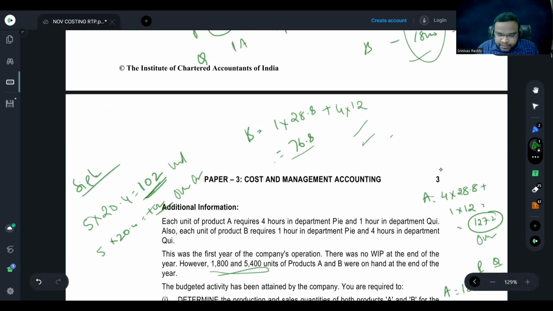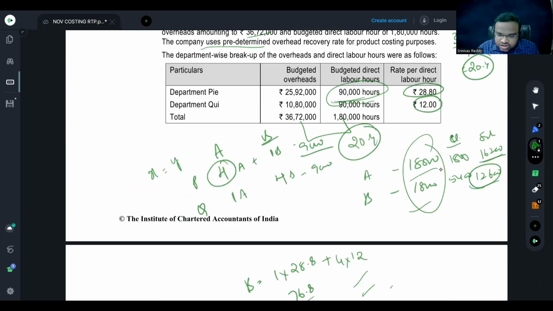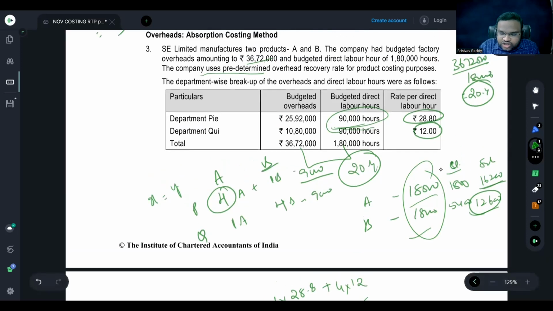In department P, usually you should charge 28.8, but you are charging 20.4. How much are you charging extra? You are charging less. 28.8 minus 20.4, how much? 8.4 rupees. You are charging less. What about department Q? You should charge only 12. You are charging 20.4. That means you are charging extra 8.4. So this effect would be on the closing stock.